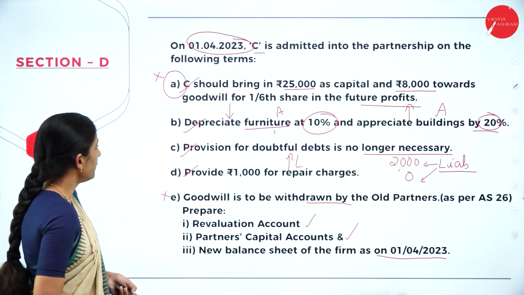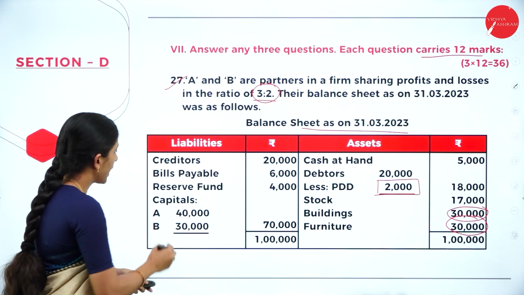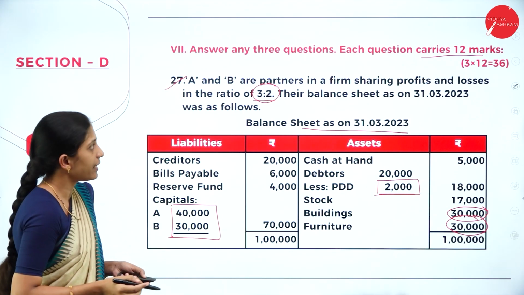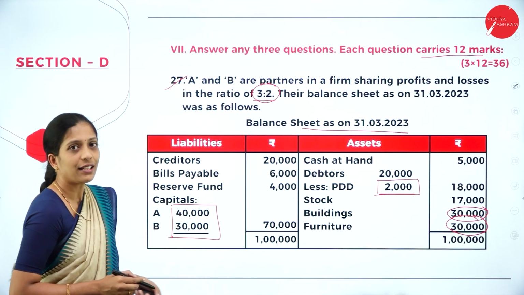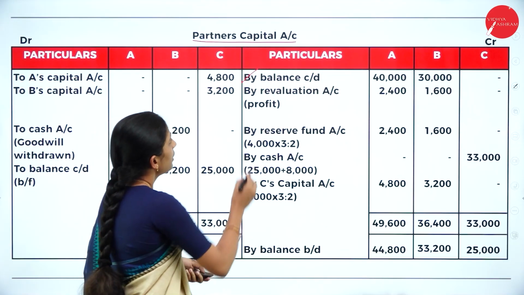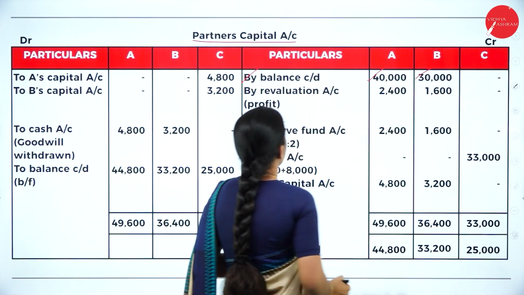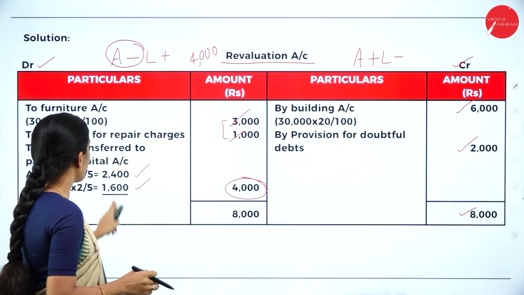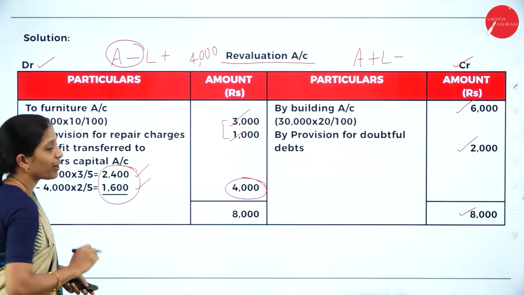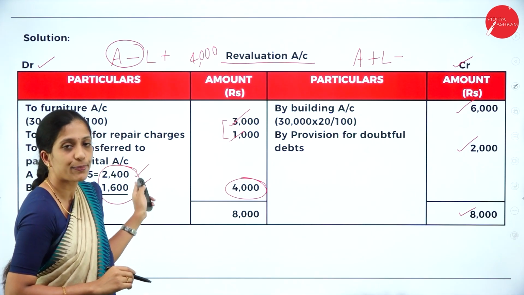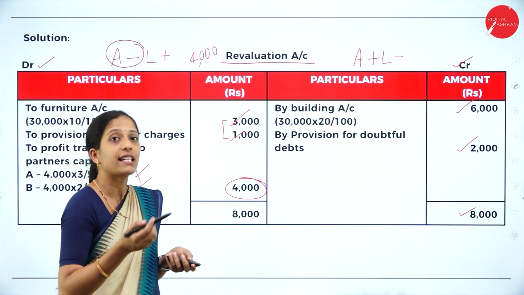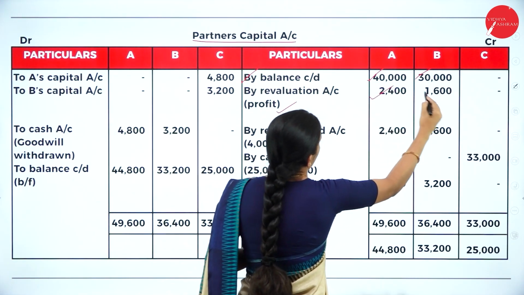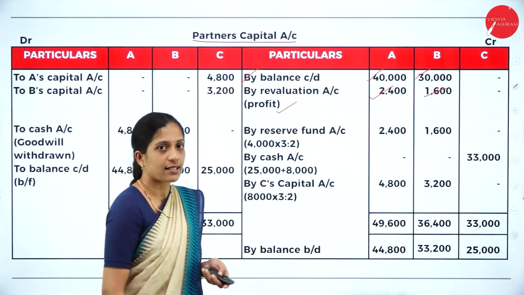So what is the capital? So capital is 40,000 and 30,000, they have given in the question. So I'll write it as by balance carried down. How much? 40,000 and 30,000. Next is you will transfer the revaluation account balance. So revaluation account balance is how much? 2,400 and 1,600. Now this is profit. So you have to transfer to the credit side in your partner's capital account. So by revaluation account profit 2,400 and 1,600.